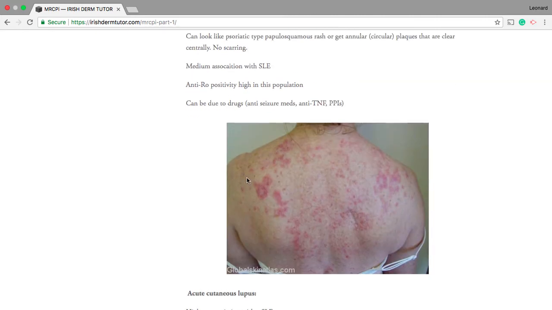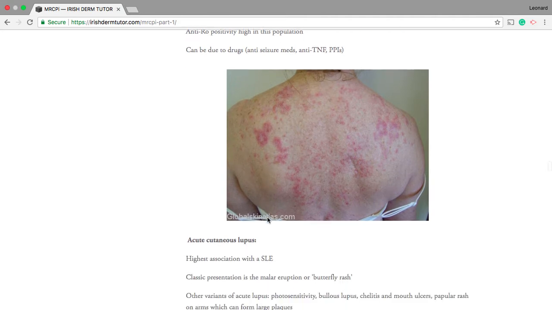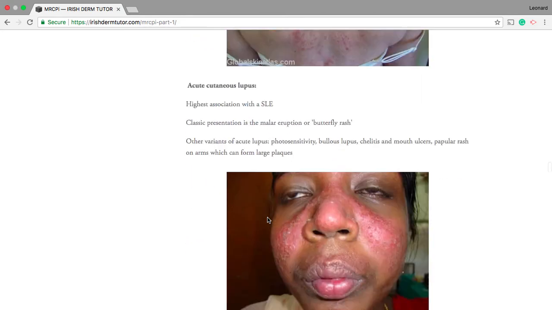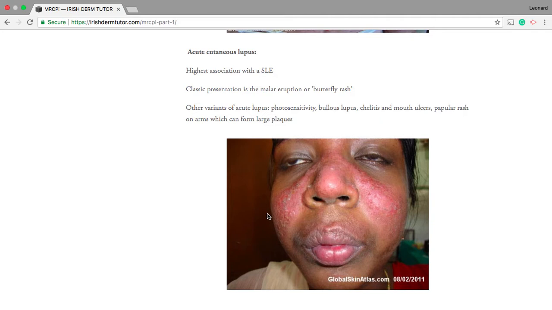In this image here, we can see some annular type plaques with central clearing. However, oftentimes this is actually much more prominent than this photo here. And now we'll move on to acute cutaneous lupus. And this variant has the highest association with systemic lupus.